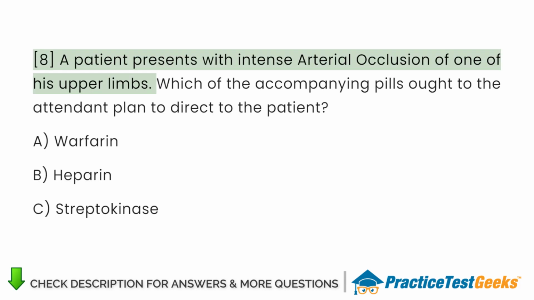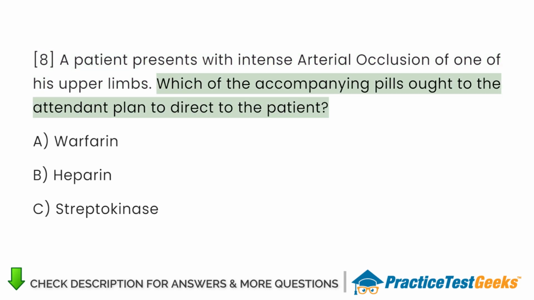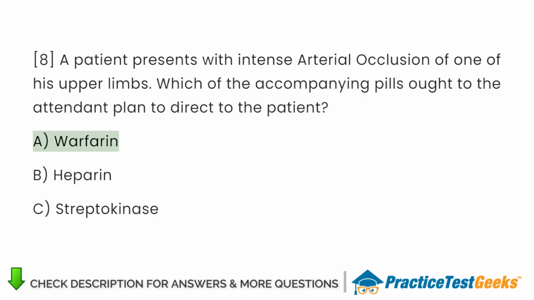A patient presents with intense arterial occlusion of one of his upper limbs. Which of the accompanying pills ought the attendant plan to direct to the patient? A. Warfarin. B. Heparin. C. Streptokinase.